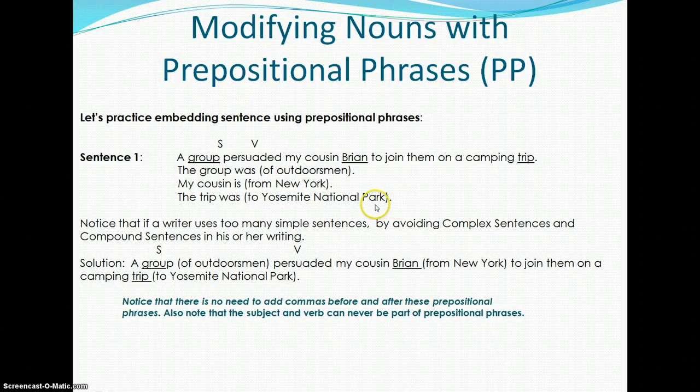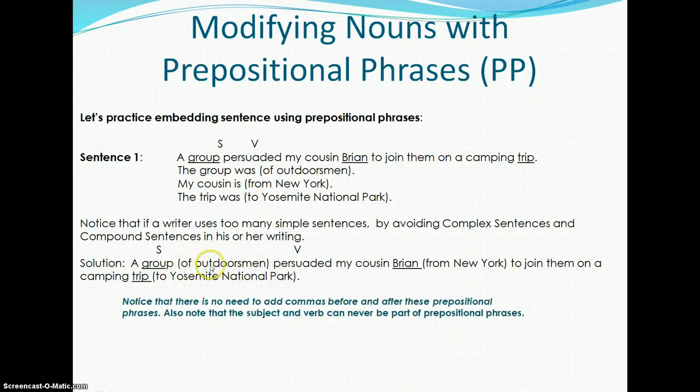Now what we're going to do is add these prepositional phrases after the nouns that are underlined. Notice that if a writer uses too many simple sentences by avoiding complex sentences and compound sentences in his or her writing, the result is a very simple sentence structure. So the solution would be: a group of outdoorsmen persuaded my cousin Brian from New York to join them on a camping trip to Yosemite National Park.